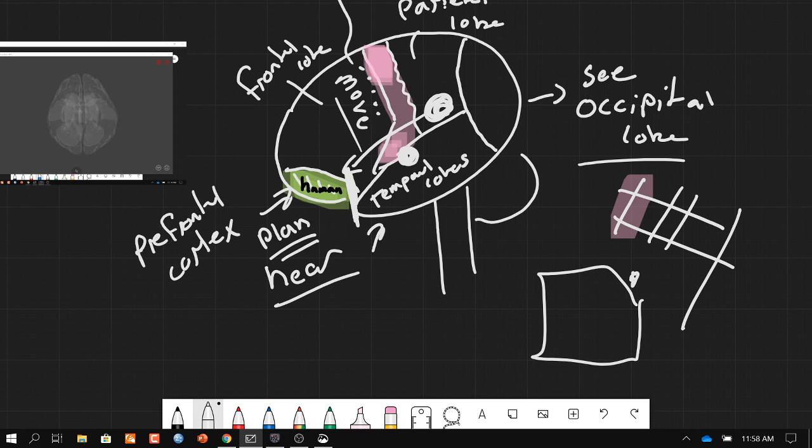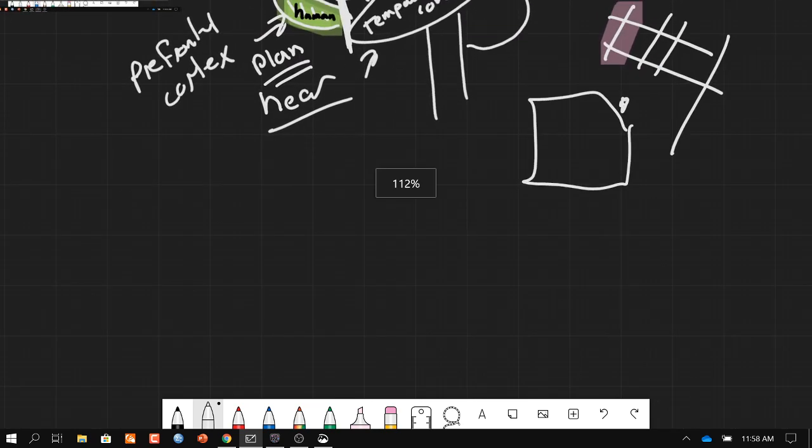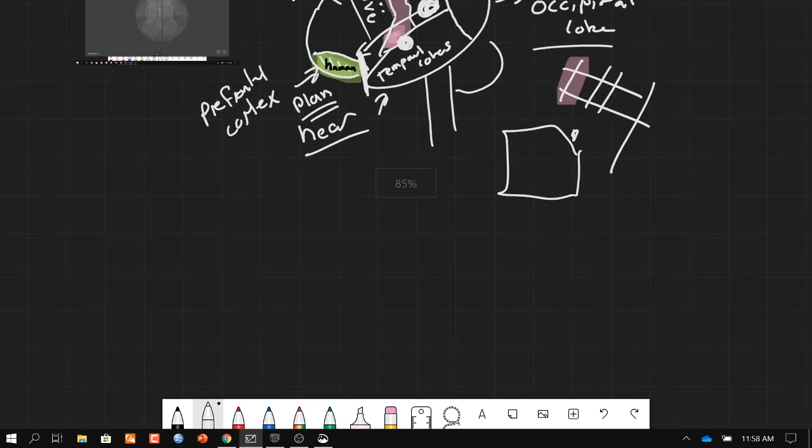So, inside the brain, we have a couple of parts. I'm going to label this really quickly. It's called the limbic system.